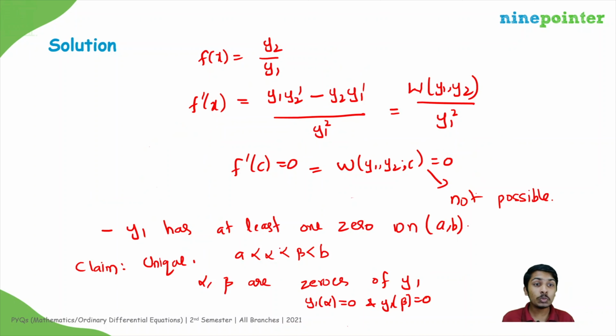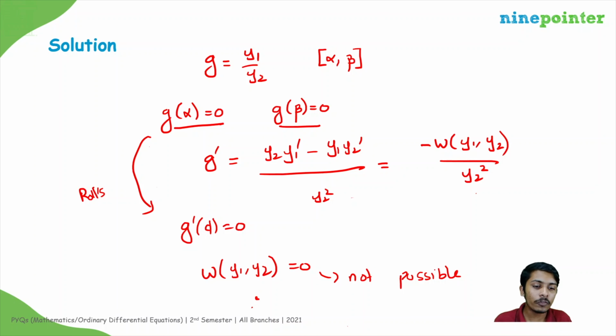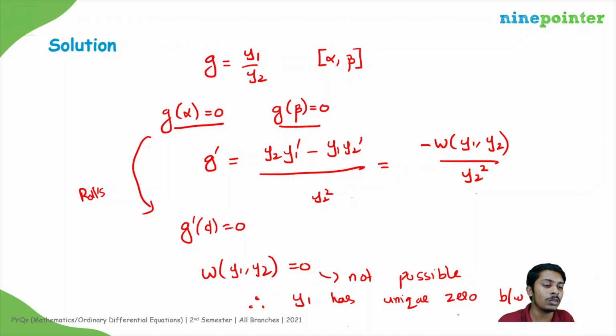Why? Because we assumed that there are two distinct zeros. We assumed that alpha and beta are two distinct roots, which is not possible. That means our claim is true, and we have a unique solution. So from this second contradiction also, we can say that y1 has a unique zero between two zeros of y2. Okay, this proof is completely done.